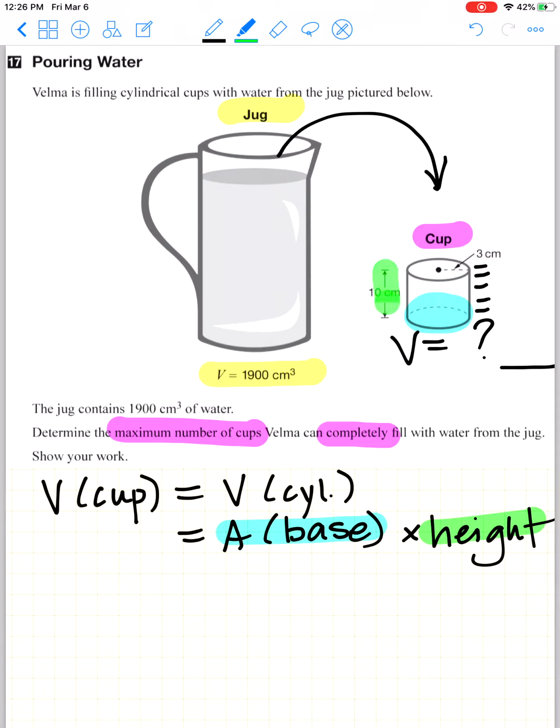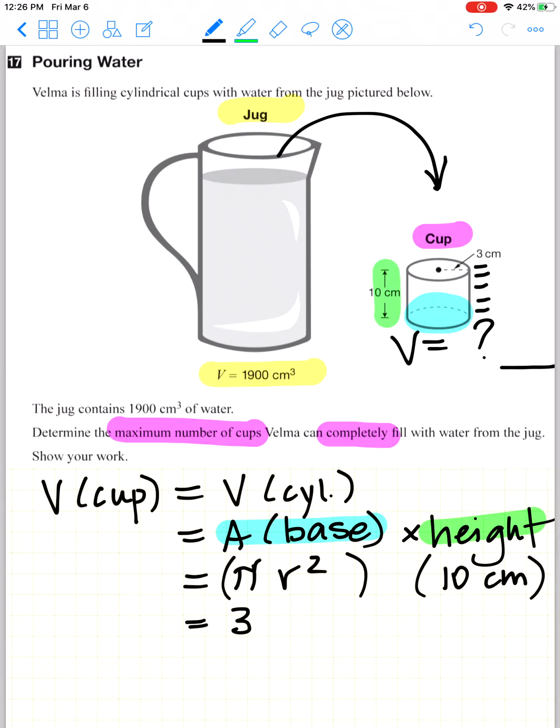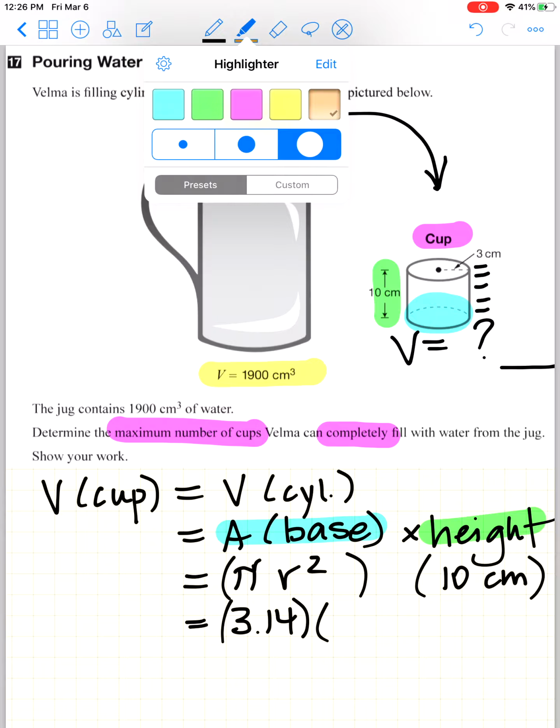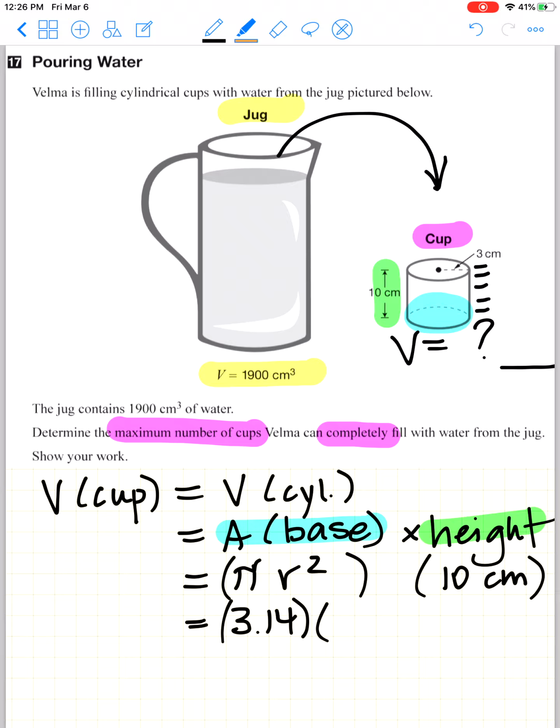I notice that the height is here, it's 10 centimeters, but I'm going to have to do some thinking about the area of that base. Well, it's the area of a circle, so I might have to look that up. And I'm going to find out that that is pi times radius squared, and I'm going to multiply that by the height, which I see is 10 centimeters in the diagram. So pi, we're going to use just 3.14. And radius squared, well, I'm going to look at the radius of that cup, which is the distance from the center to the edge. So that's 3 centimeters.